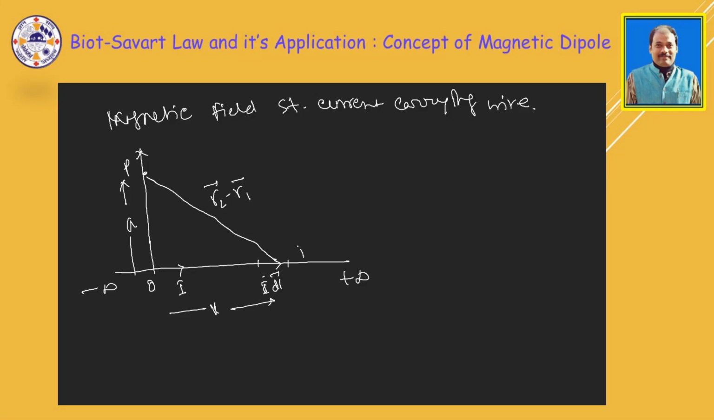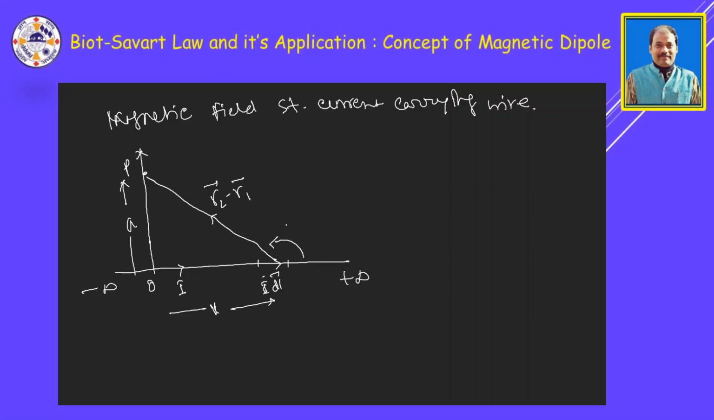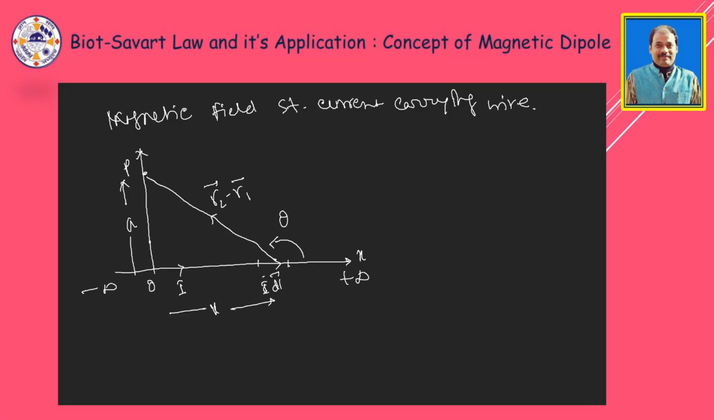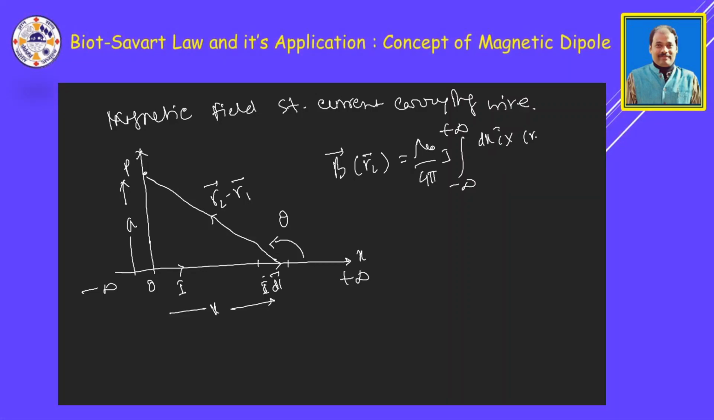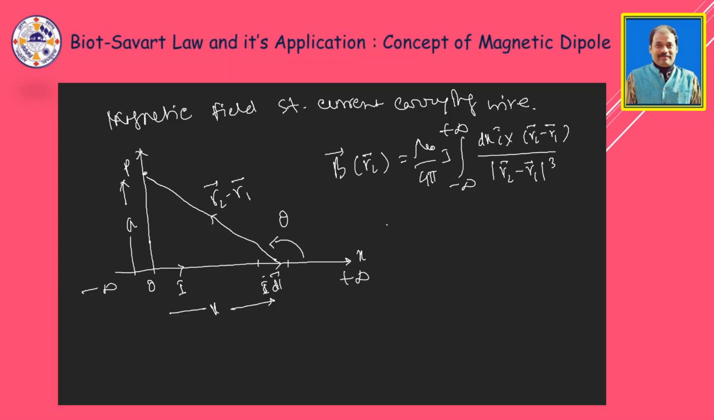Now, for the sake of my problem, I consider that R2 minus R1 makes an angle theta with the x-axis as shown in the figure. Now, from the geometry, I can write B at the point of R2, that is at P, equals to mu0 by 4 pi into I integration minus infinity to plus infinity, because the current extends from minus infinity to plus infinity, dx into I hat, here dl is equals to dx, cross R2 minus R1 divided by mod of R2 minus R1 cube. Since R2 minus R1 is on the xy plane, the magnetic field will be along k hat. Mind it, magnetic field will be along k hat. It is obvious.